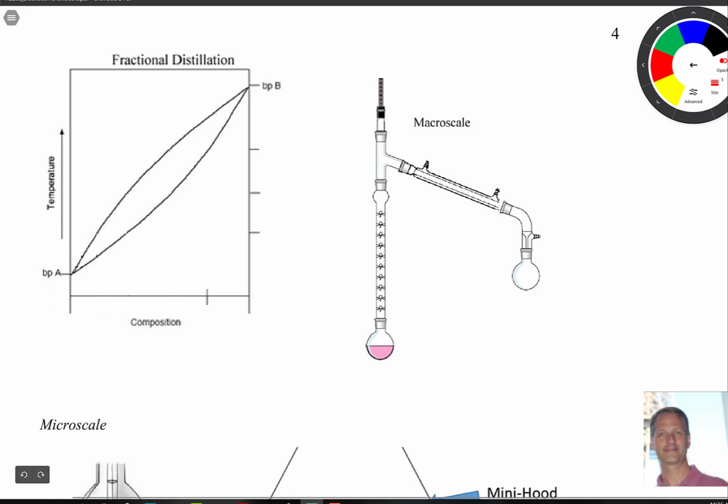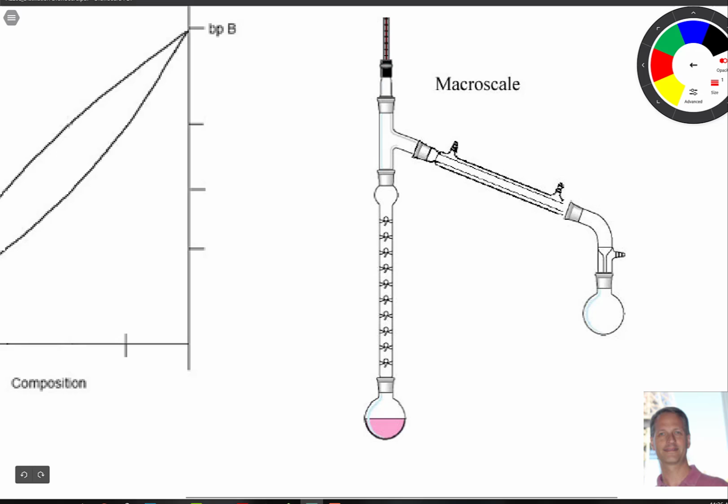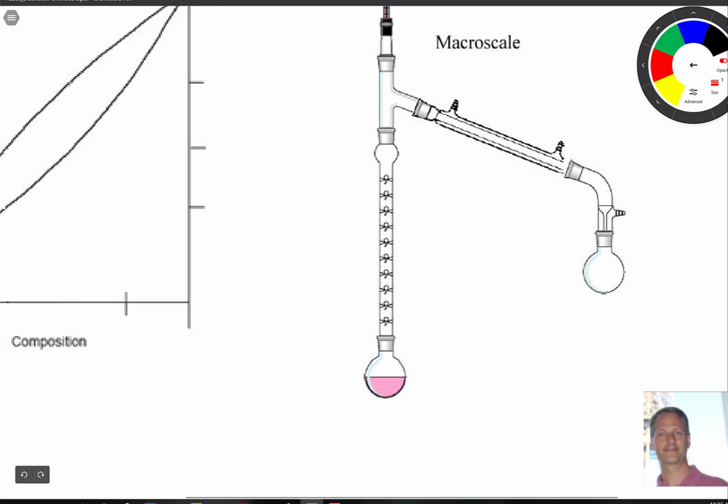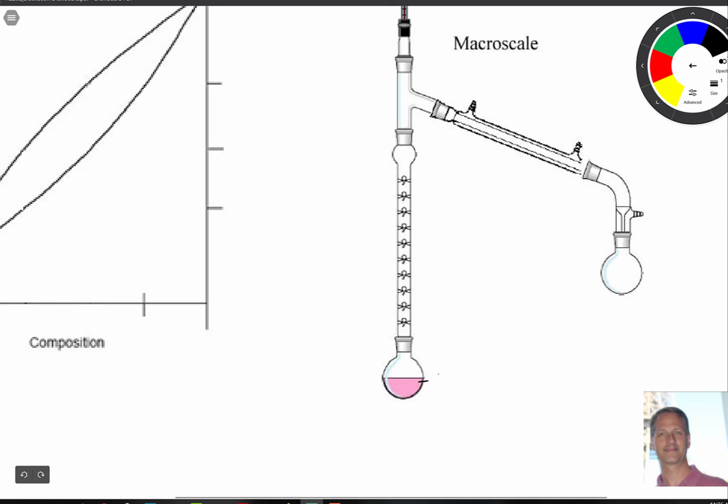And that's where we use something called fractional distillation. So here's what happens with fractional distillation. Let's look at a macroscale example of this. So down here below, we're going to start off with our 85% B, 15% A. So we start to heat it, and all that stuff. Vapor comes off of that. Okay, that vapor comes off.